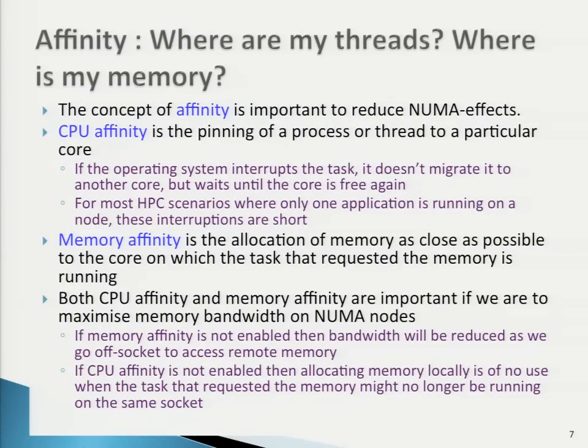And both CPU and memory affinity are essential if we really want to maximize the memory bandwidth on NUMA nodes. If memory affinity is not enabled, the memory bandwidth will be reduced because we are constantly fetching memory from another NUMA domain, transferring information over the QPI or the HyperTransport link. And if CPU affinity is not ensured, then you might lose memory locality. Even if you originally had memory locality, if your threads start migrating to another NUMA domain, you will no longer have memory locality.